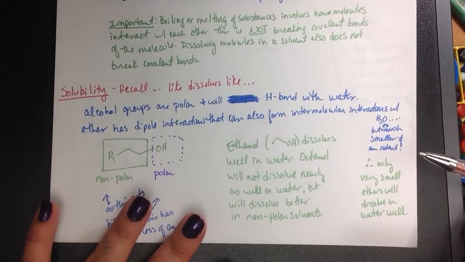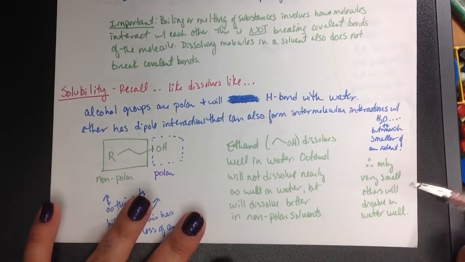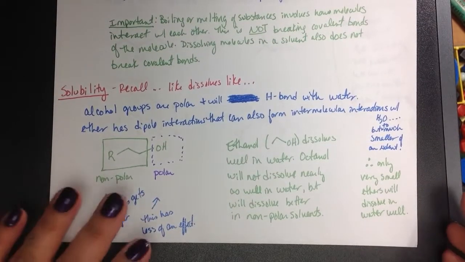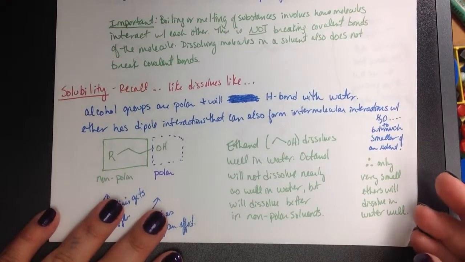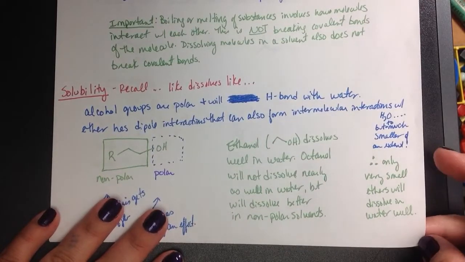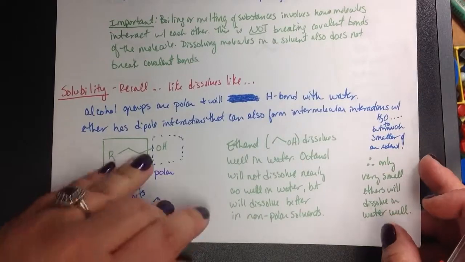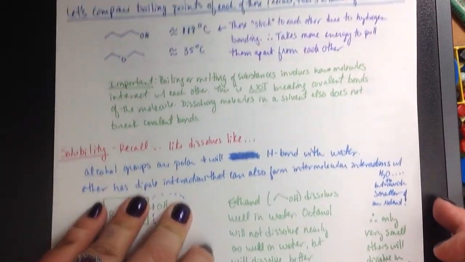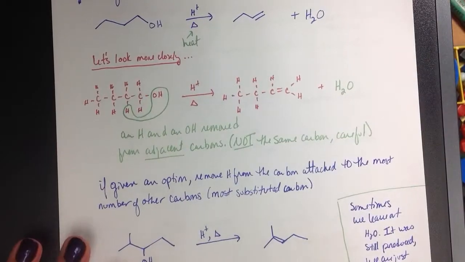Now, ethers that don't have that OH group, well, they actually will not dissolve very well in water, period. If they're pretty small, then maybe they will some, but since they don't have that OH, it really makes a difference. They will dissolve in more nonpolar types of compounds, however.